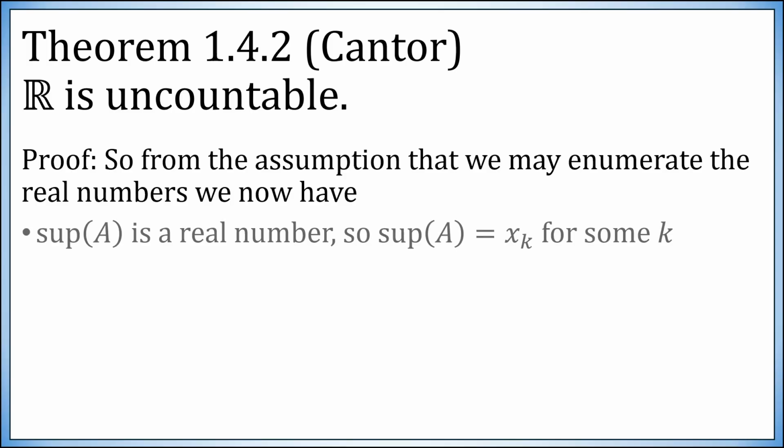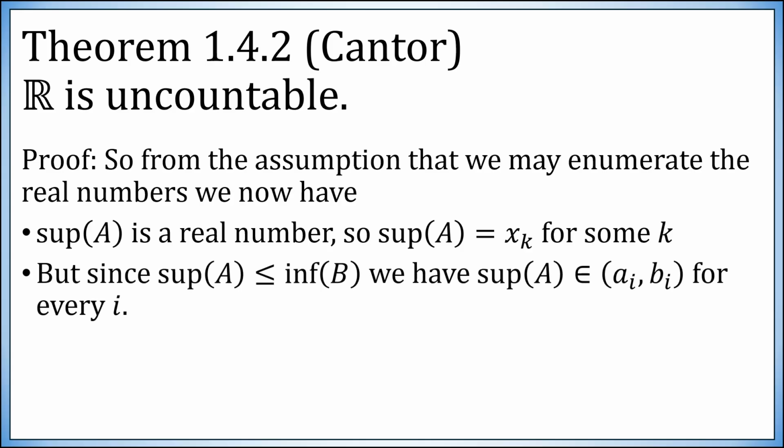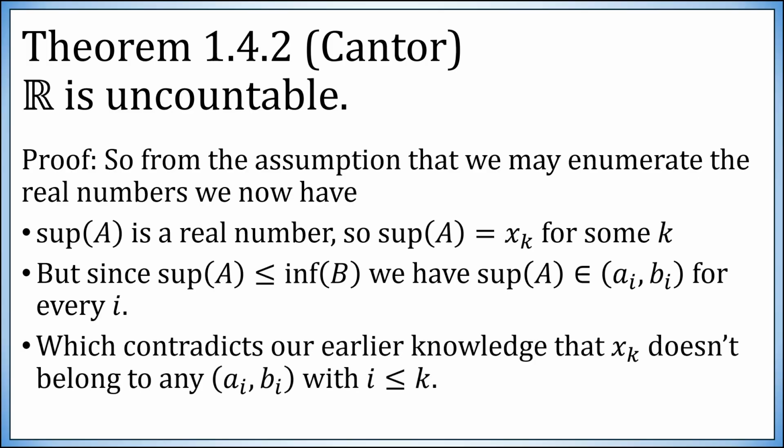So what do we have so far? The sup of A is a real number, but remember, we started with the assumption we had a listing of all of the real numbers. So it's in that list. The sup of A is some x_k. But the sup of A is less than or equal to the inf of B, meaning the sup of A is bigger than all of these a_i's, but less than all of these b_i's. So the sup of A belongs to all of these intervals.